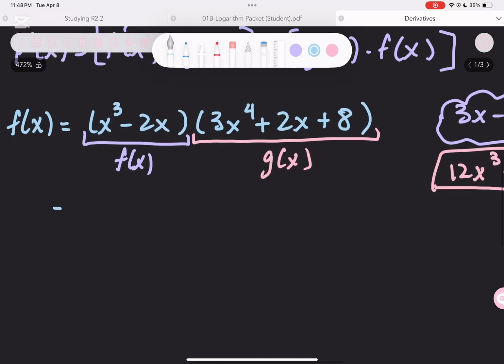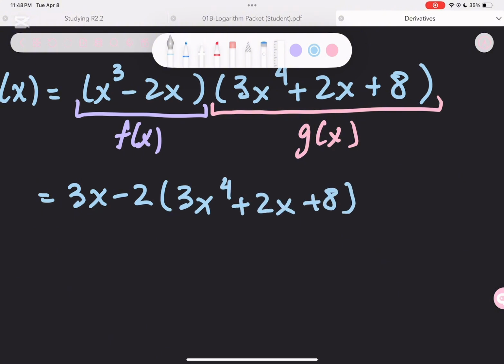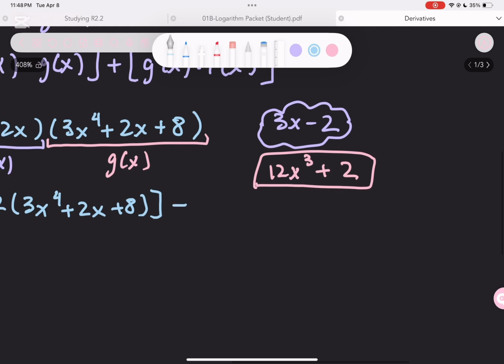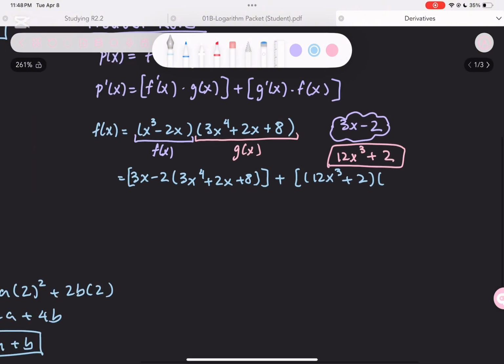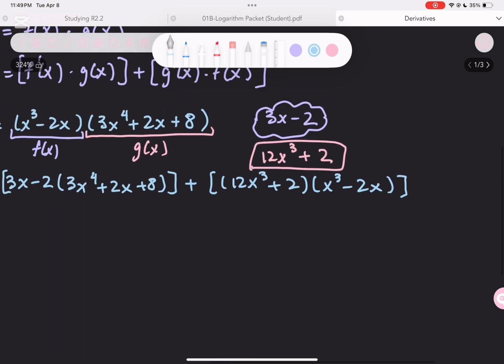So you're going to take the derivative of the first one, so that'd be 3x minus 2, and you multiply it with the original, plus 2x plus 8. This is your first thing. And then you add the derivative of the second one. So this is 12x 3 plus 2, and then you multiply that with the original here, x cubed minus 2x. Okay, it's essentially like this.